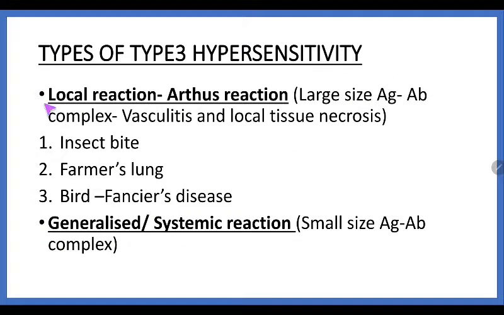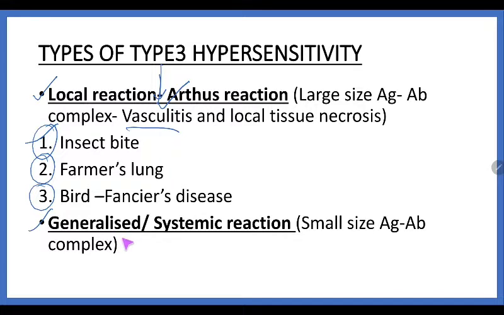What are the types? It could be as well said local and generalized. Important example is insect bite, farmer's lung and bird fancier's disease. Insect bite to be remembered. Now coming to localized, this is actually called as Arthus reaction, wherein the large size antigen antibody complex that causes vasculitis and local tissue necrosis. Always never forget, type 3 hypersensitivity reaction causes vasculitis.